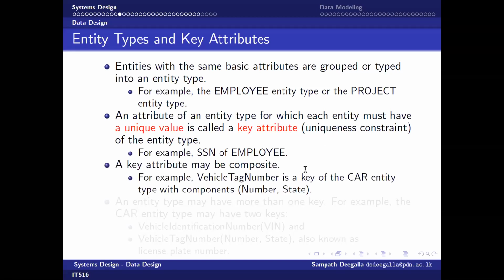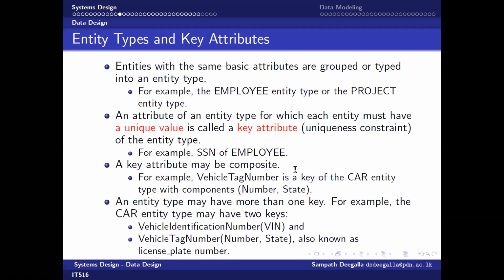But sometimes this key attribute could be composite as well. Composite means you can have multiple values. So in the US, for example, if you want to identify a car uniquely, you have to combine both the number as well as the state. And then you can have more than one key. Remember in department, we have more than one key attribute. Both name and number are key attributes. So you may have more than one key in the relation.